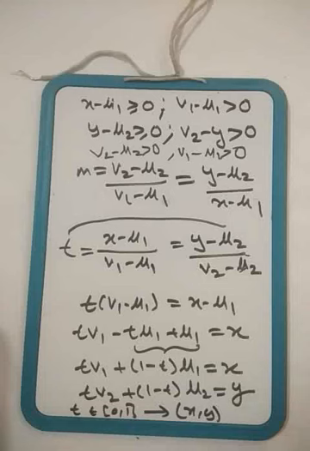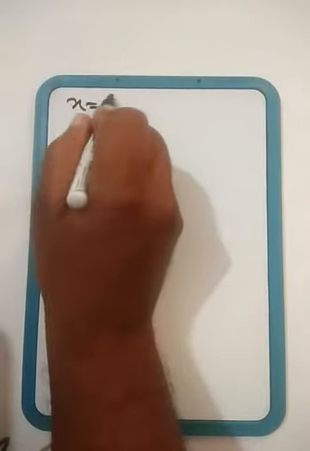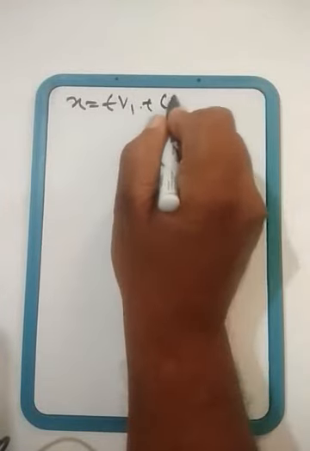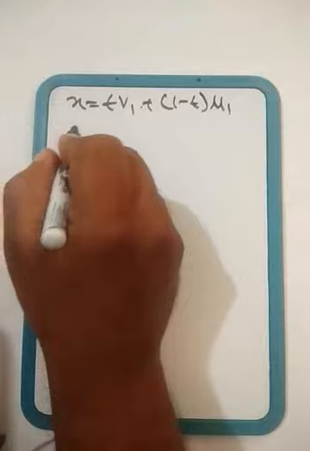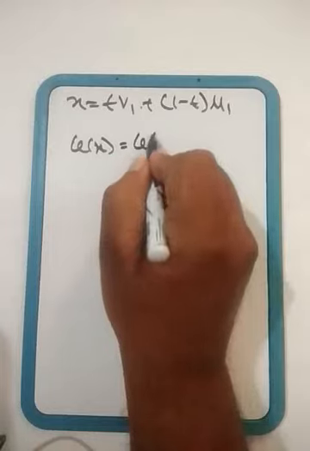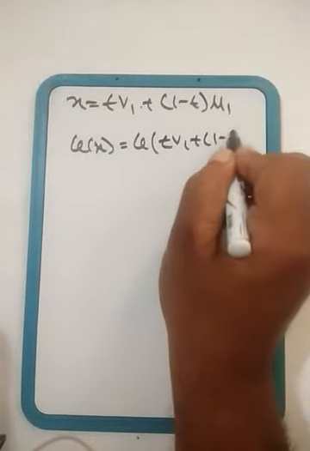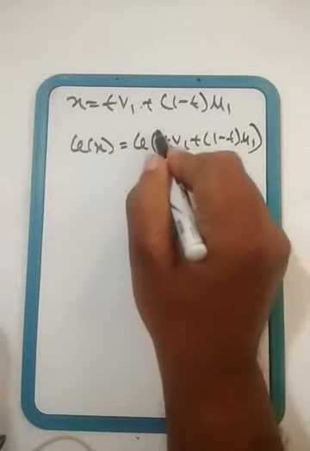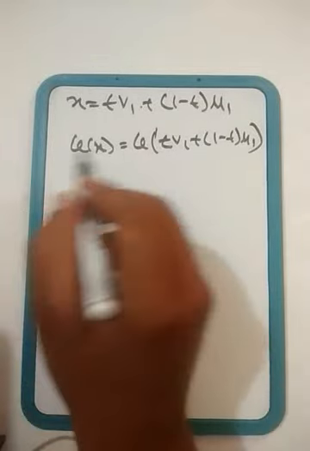So what would be phi of x? If some function phi is there, then because x is t v1 plus 1 minus t u1, phi of x is nothing but phi of t v1 plus 1 minus t u1. Okay, this would be phi of x.